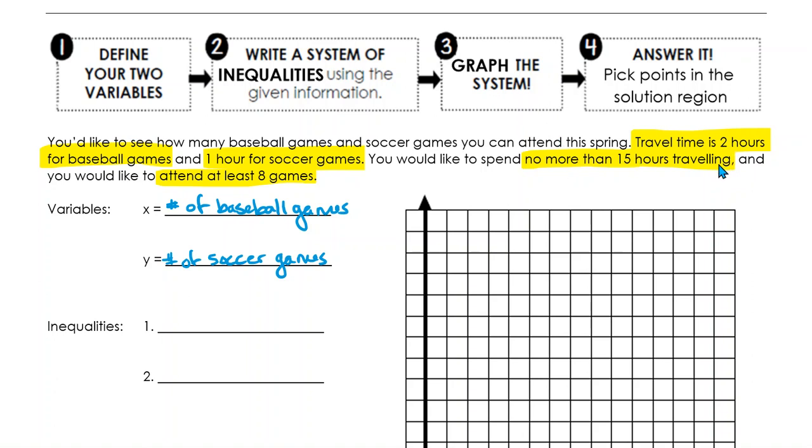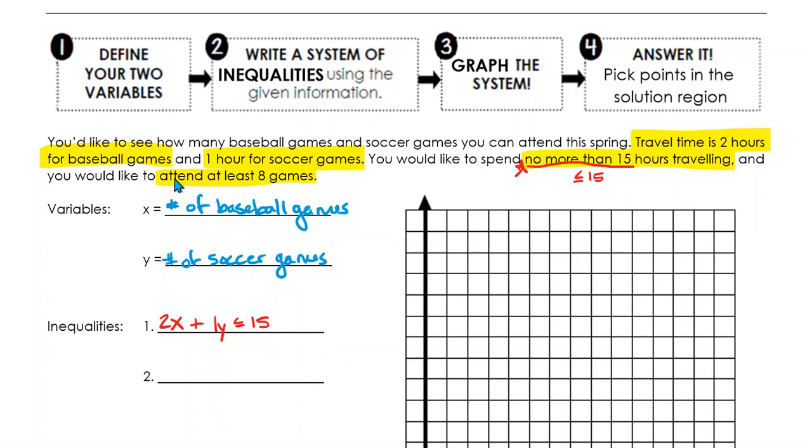So if we look at the information that we have here, we have our different travel times, and then we have 2 requirements. Our first requirement says that we want to spend no more than 15 hours. So this means I could have exactly 15 hours, or I could have less than 15 hours. So if I want no more than 15, that's going to be less than or equal to 15. That means that if I add the total number of hours for travel time, that has to be less than or equal to 15. So if I take the baseball travel time, that would be 2 hours per game, so 2x, and I add it to the soccer travel time, 1 hour per game, so 1y, you don't have to include the 1, but I have it in there for transparency right now, that should be less than or equal to 15. So that's going to be our inequality here.